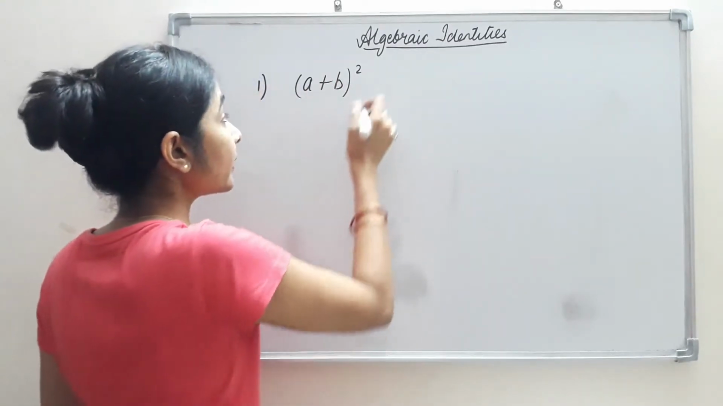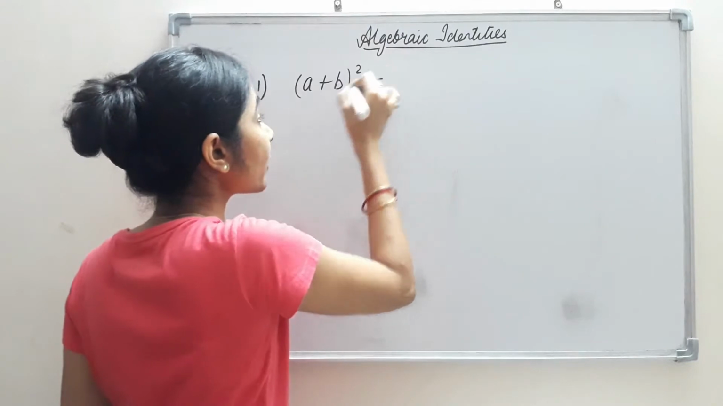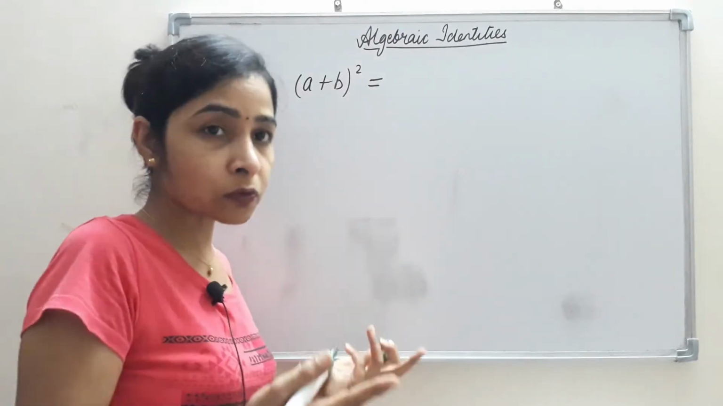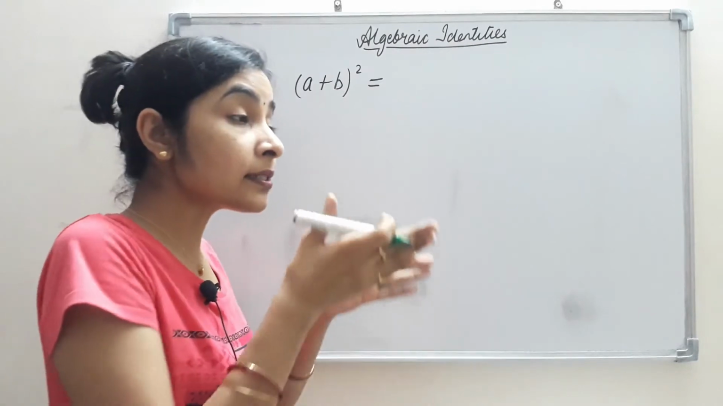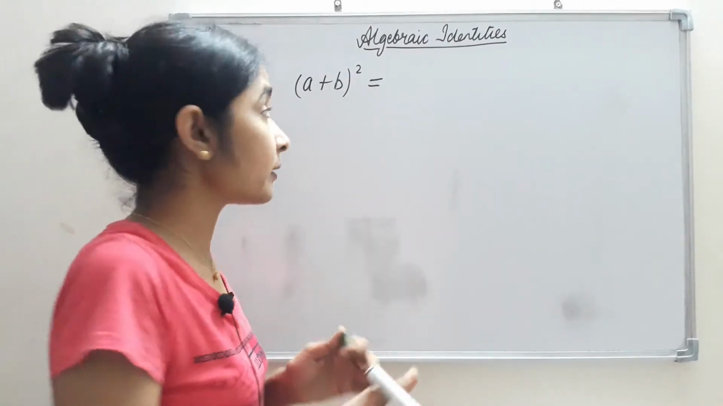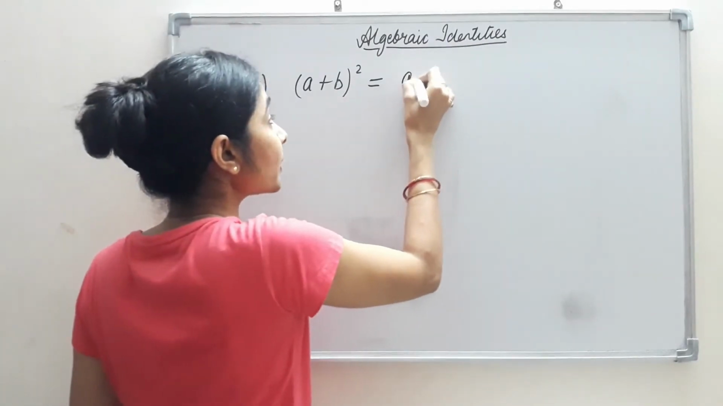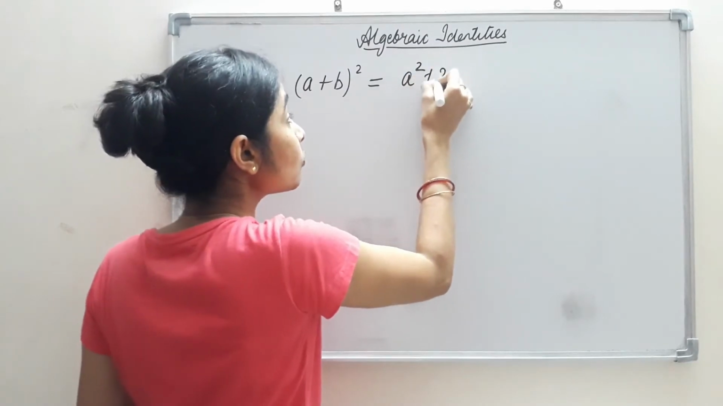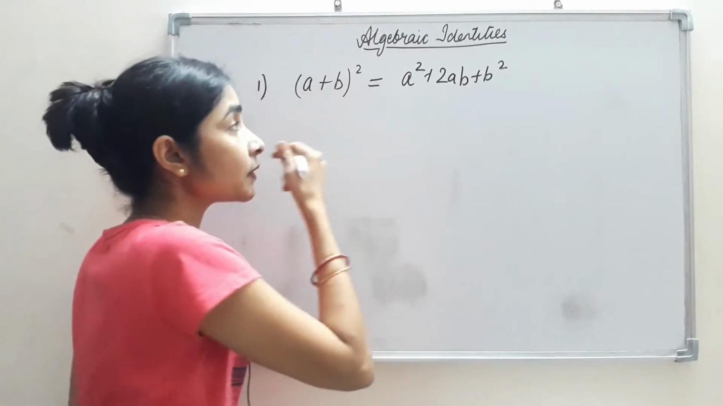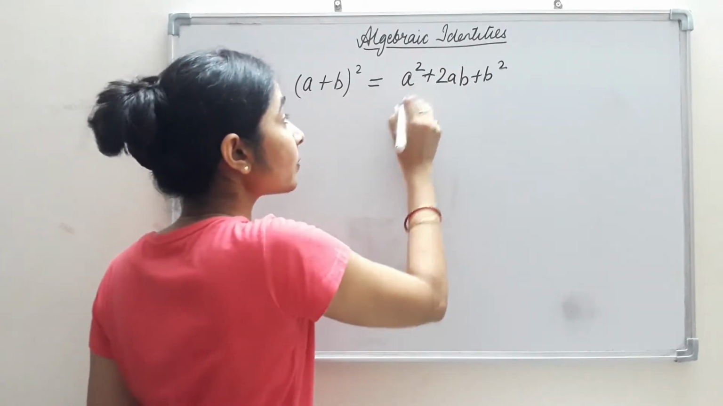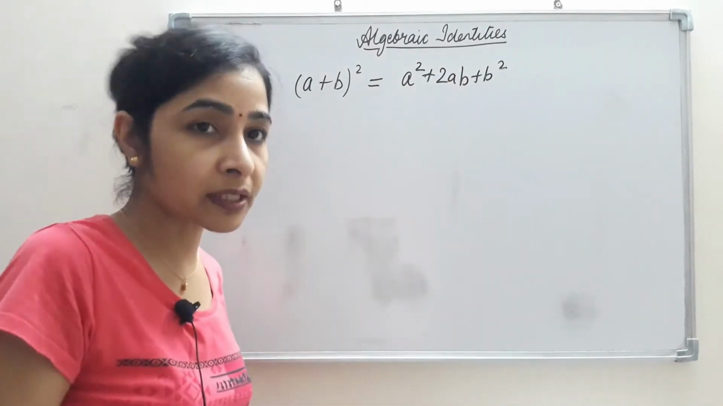Now what is that identity? Whenever you do the square of a plus b, the whole square, what is the answer that you are supposed to get? The answer will be in the form of a square plus 2ab plus b square. Always the answer will be in this form only: a square plus 2ab plus b square.